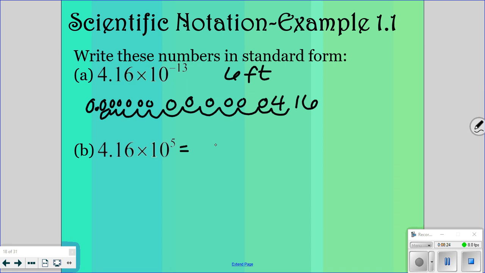So for this one, we're going to move it to the right because it's a positive number. And we're going to go 5 places. So 1, 2, 3, 4, 5. So we need to add 3 zeros. So you have 416,000 for your answer.